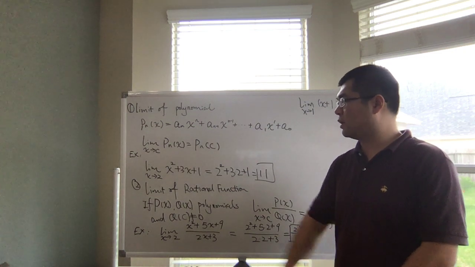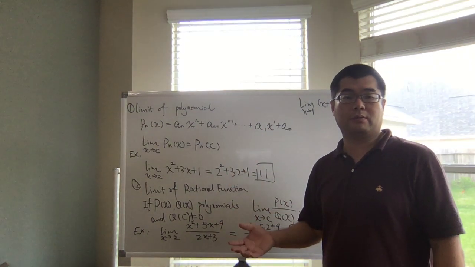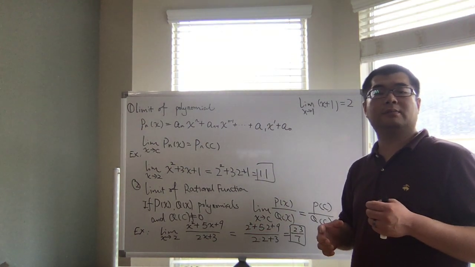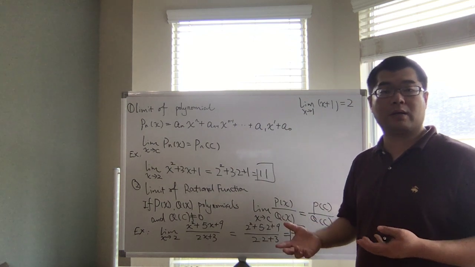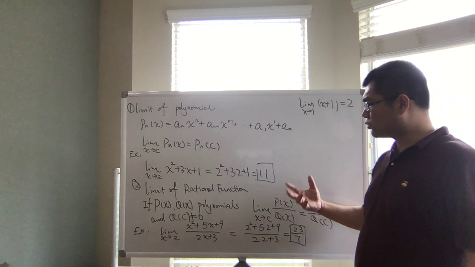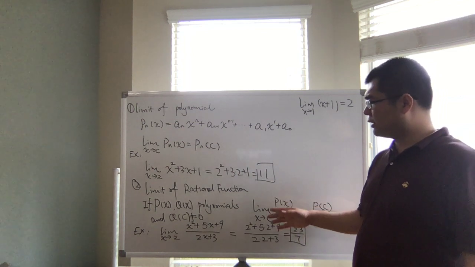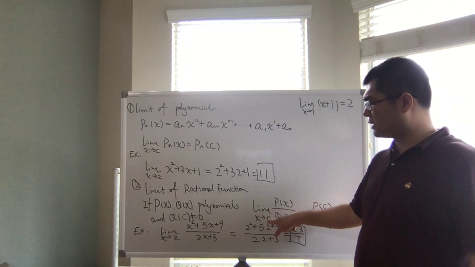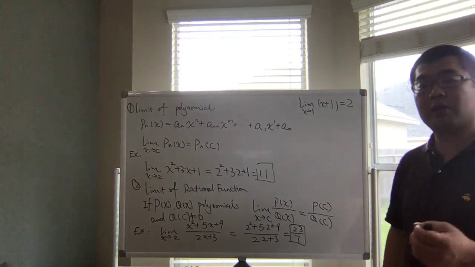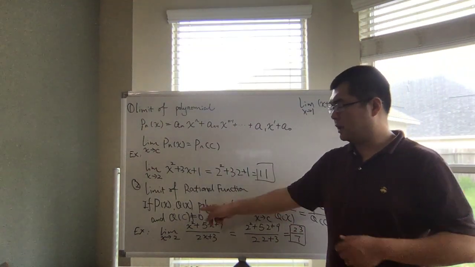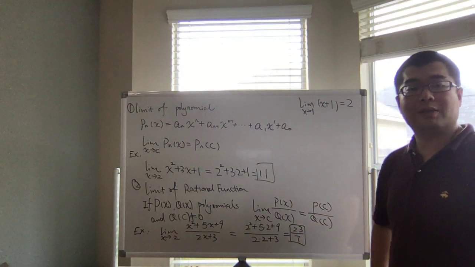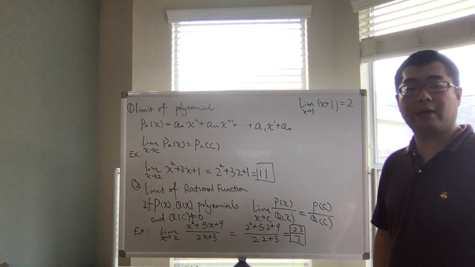The other theorem is called the limit of a rational function. It is described this way. If we have two polynomial functions, P of x and Q of x, and the problem we're trying to figure out is to evaluate the limit as x approaches c of P of x over Q of x, you also have to make sure that Q of c is not 0. In other words, we're trying to get rid of the troublemaker, the case when the denominator equals 0.